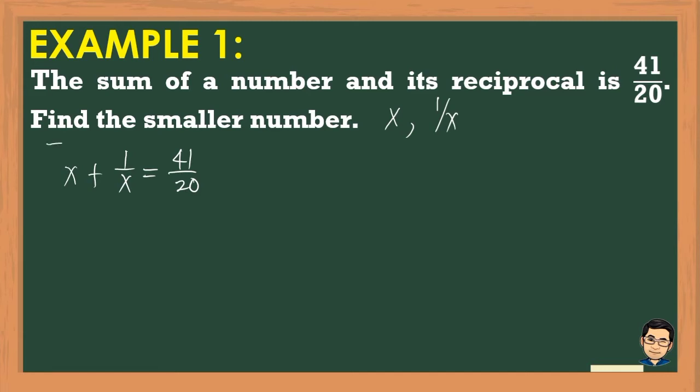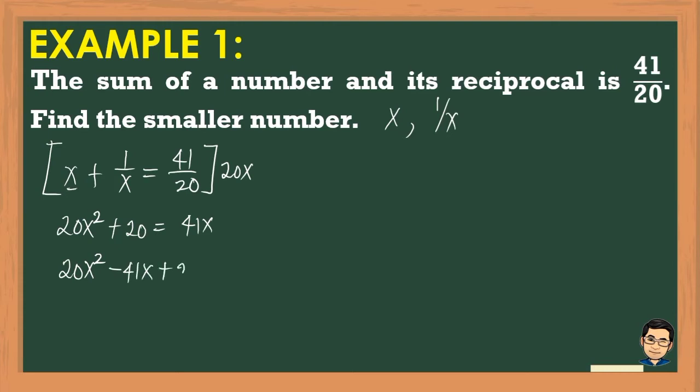Now, we have to get the LCD and then i-multiply natin siya sa equation para matanggal yung mga denominator. So, yung LCD po ay 20x. So, yung 20x i-multiply natin sa whole equation. So, 20x times x, that is 20x squared. And then 20x times 1/x, that is 20. Equals, so in 20x, multiply natin sa 41/20, magiging 41x.